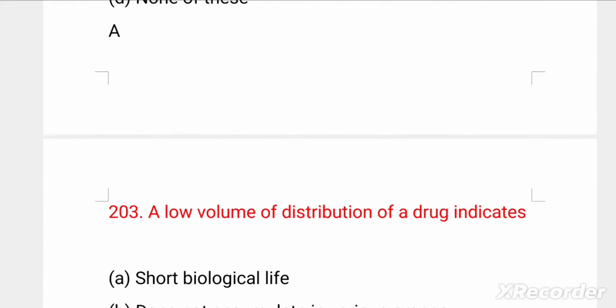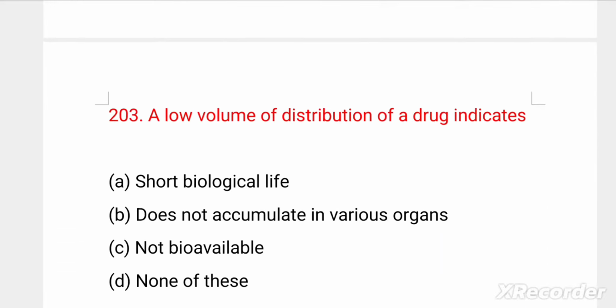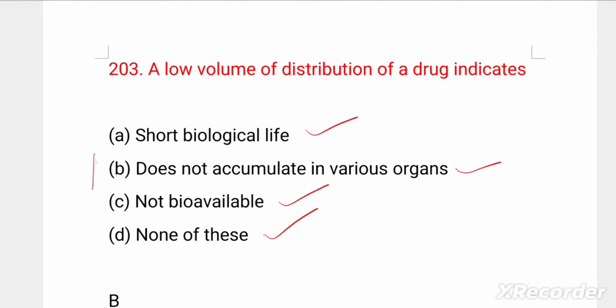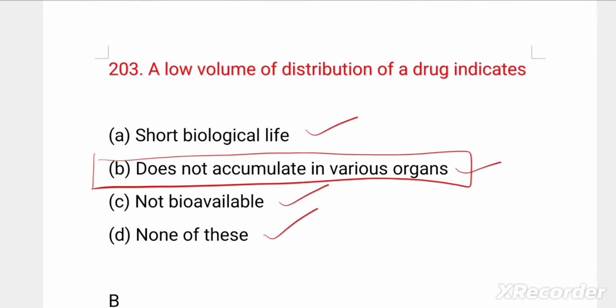Next question, question number 203: a low volume of distribution of a drug indicates short biological life, does not accumulate in various organs, not bioavailable, none of these. Answer is B, does not accumulate in various organs.